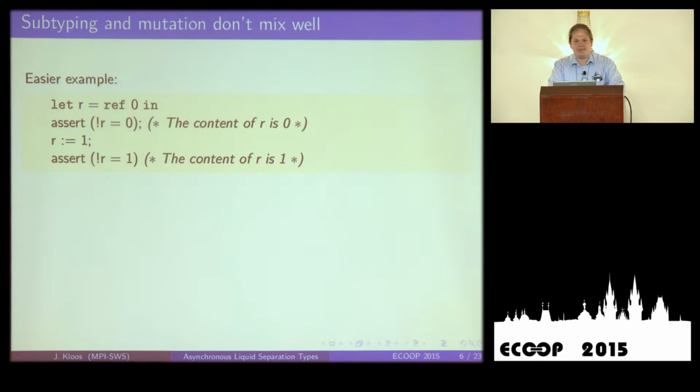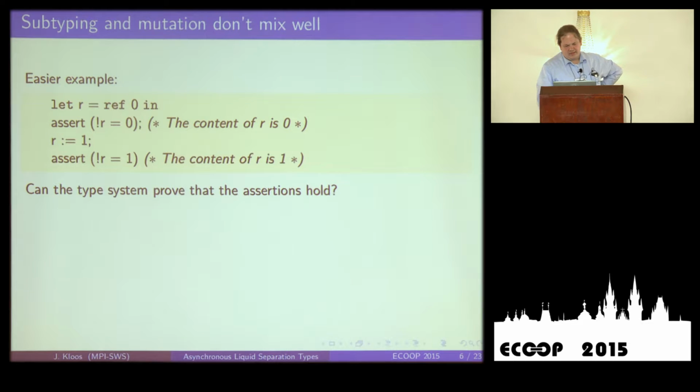So let me give you an example why simple subtyping and mutation don't mix well. So here's a small piece of our OCaml code. For those not familiar with the syntax, I'll quickly say what it means. So the ref 0 at the top means we create a new reference to an integer, initialize it with 0, and assign it to r. The next line asserts that the content of r, so !r, is 0. We update the contents of r to 1 and assert that r is 1.